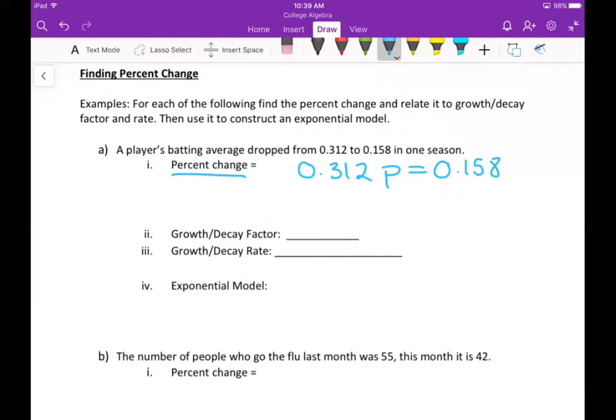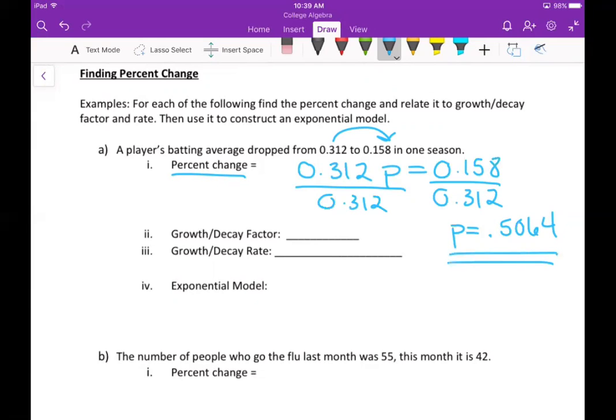We're now going to divide by 0.312 on both sides to figure out what that percent change is. If you do that and divide, I believe this is a non-rounded number, but I rounded to 4 decimal places here. So that percent change I'm looking at is 0.5064. But we have to do a little bit of thinking here. This is going to be a decay. The batting average went down. And we know with decay, it's always a little bit harder to think about whether right now I am looking at that decay factor or at that decay rate.